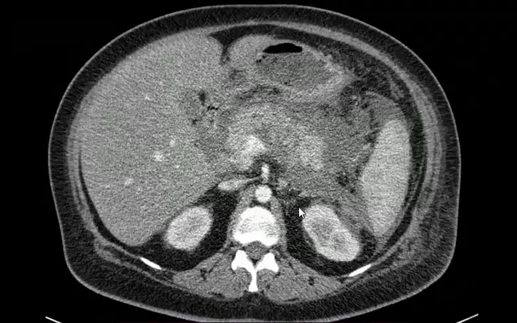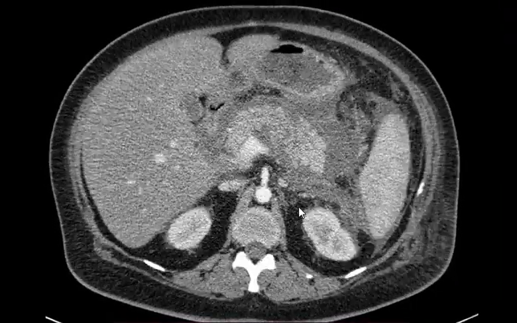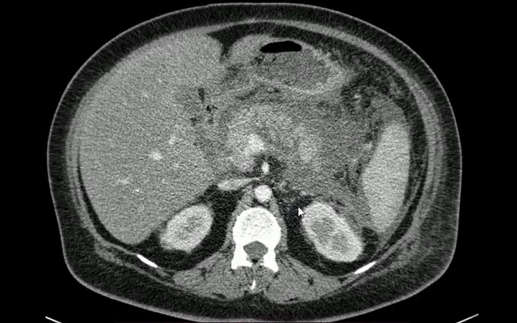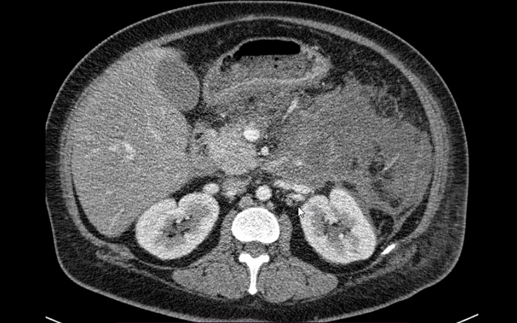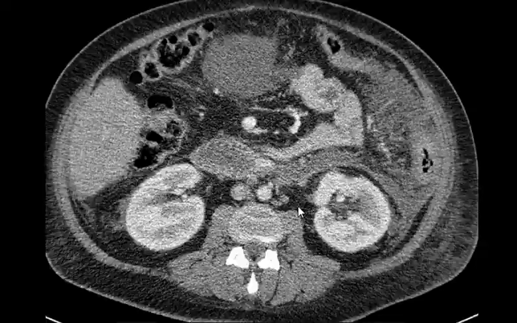Soft tissue window, axial images. First you have to start with these things. This is a CT scan of the abdomen and pelvis with IV contrast, the late arterial phase, soft tissue window, axial images, and now start showing.